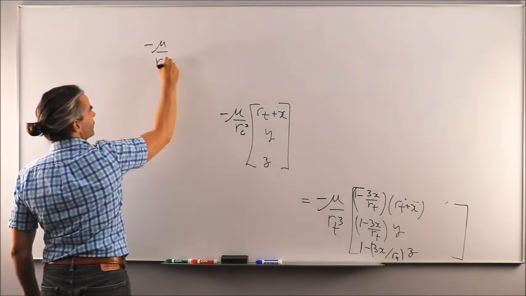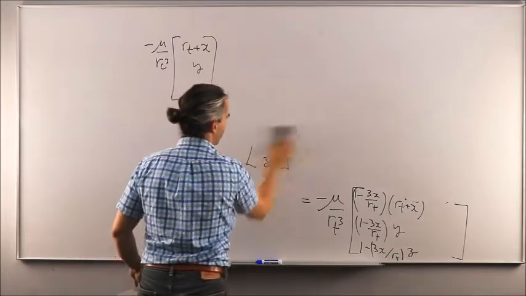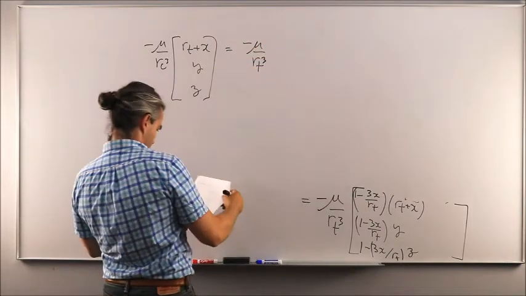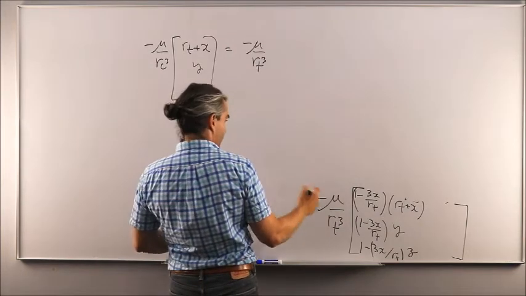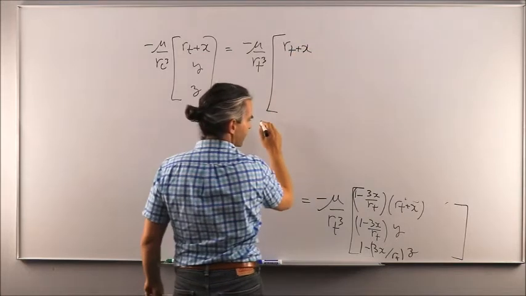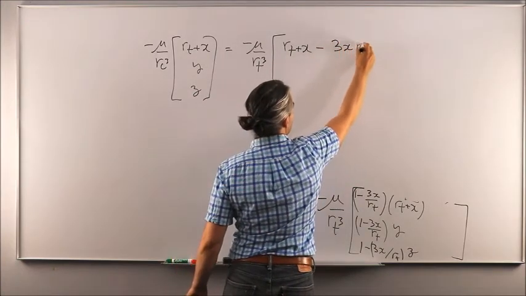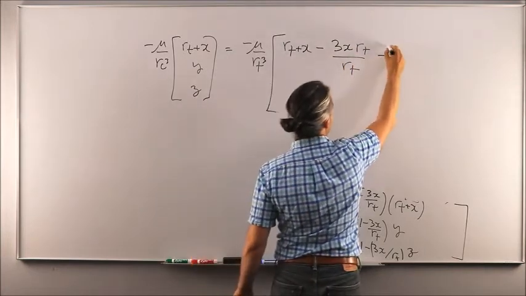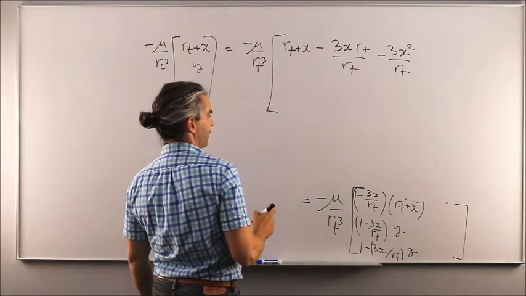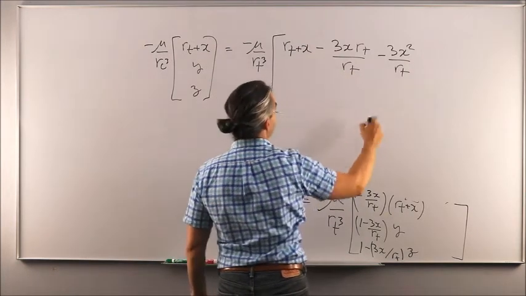So minus mu over RC cubed times RT plus X, Y, Z. I'm going to say that this is replaced by minus mu over RT cubed instead, times RT plus X minus 3x RT over RT, and then minus 3x squared over RT. That makes sense? Yeah, this is my X component.